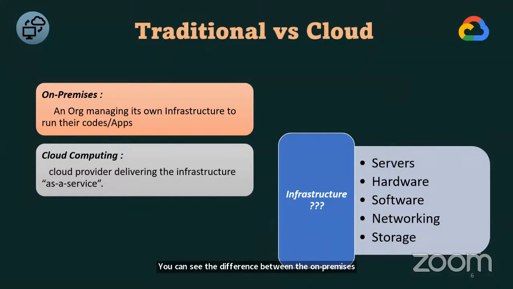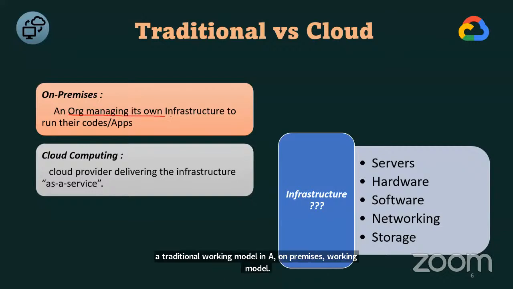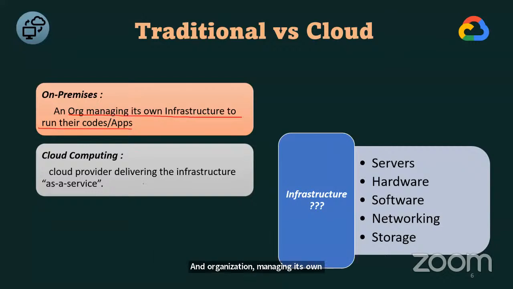In simple words, sir, can you tell me what is the difference between the traditional and cloud? If you ask me, in a traditional working model, in an on-premises working model, an organization manages its own infrastructure to run their code or application. If the organization manages its own infrastructure for the application deployment, then we call it a traditional working model. So that's what we have seen, right? If the organization manages its own data center, in simple words, then we call it a traditional working model.